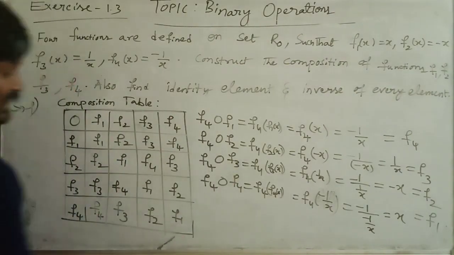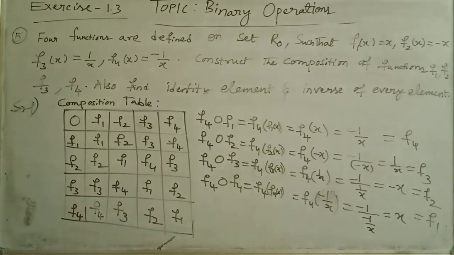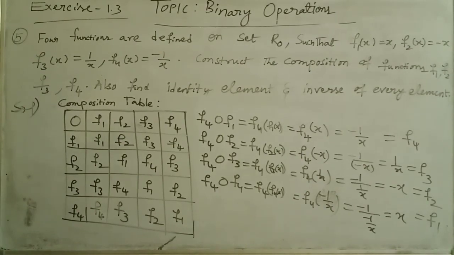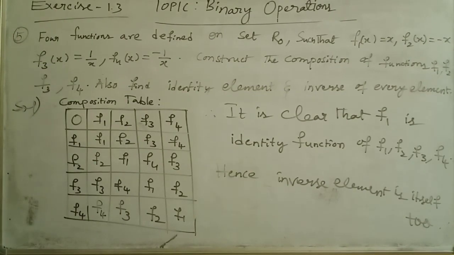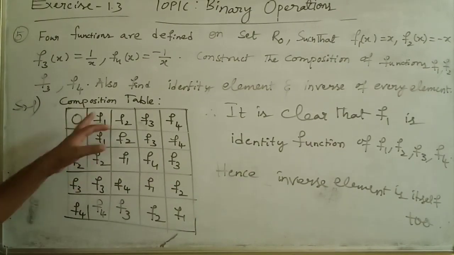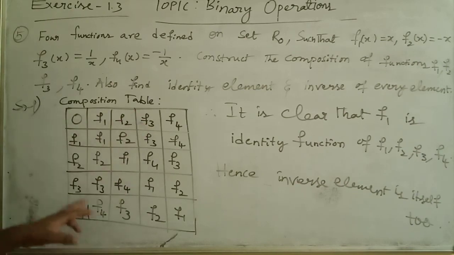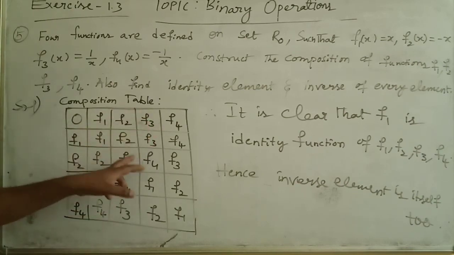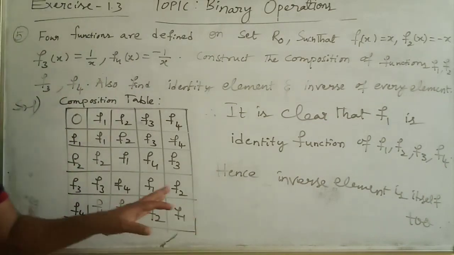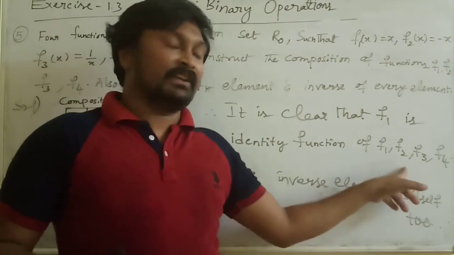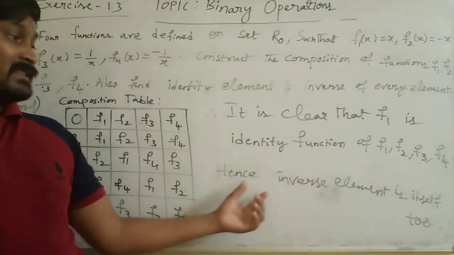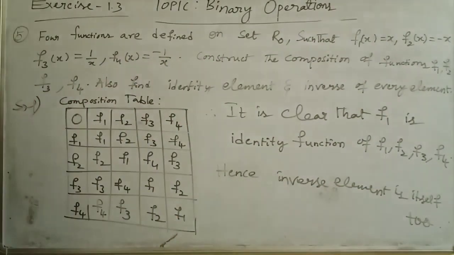So at last we can write, I hope you all completed this part. Let me write your last two points so that you can understand. These two points you remember. You already observed f1 circle f1 is f1, f2 circle f2 is f1, f3 circle f3 is f1, f4 circle f4 is f1. So it is clear that f1 is the identity function of f1, f2, f3 and f4. Hence the inverse element is itself too. So the inverse element is itself for all.